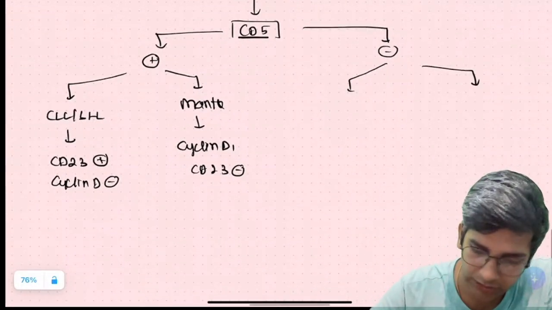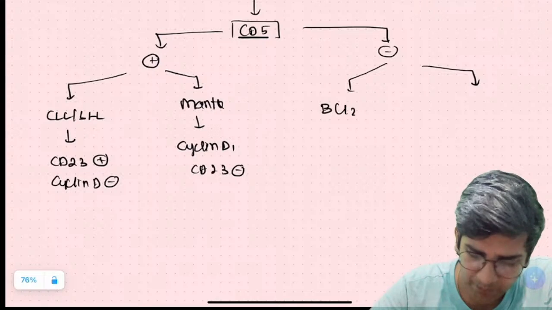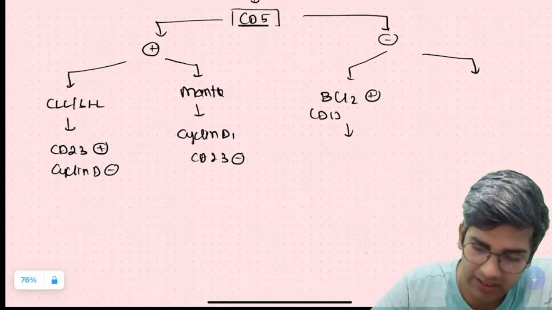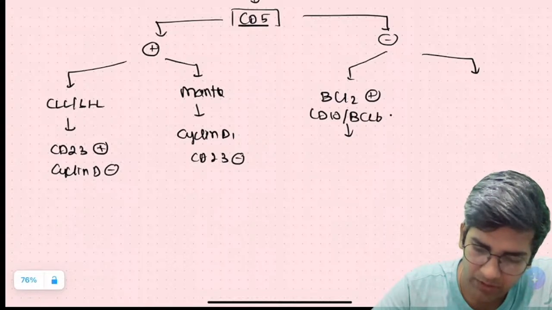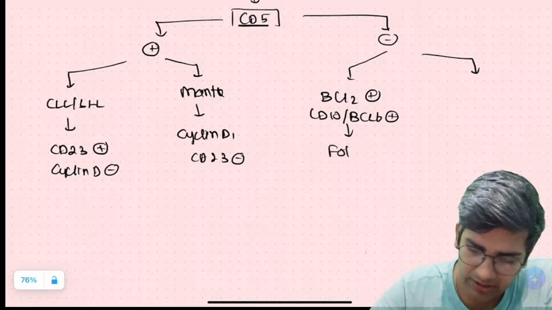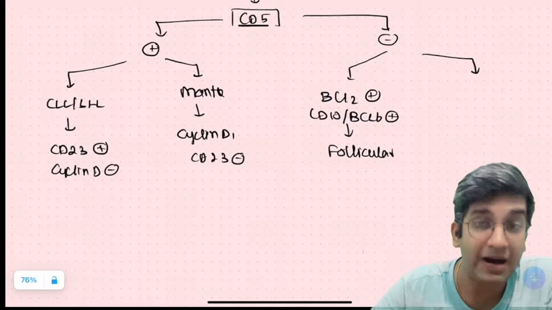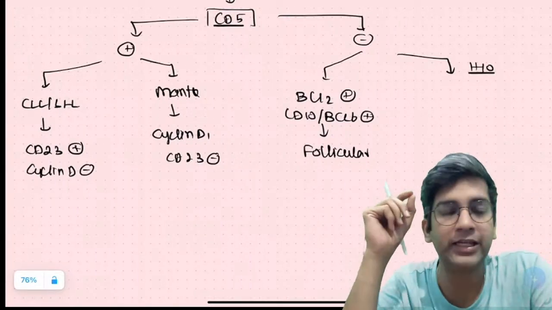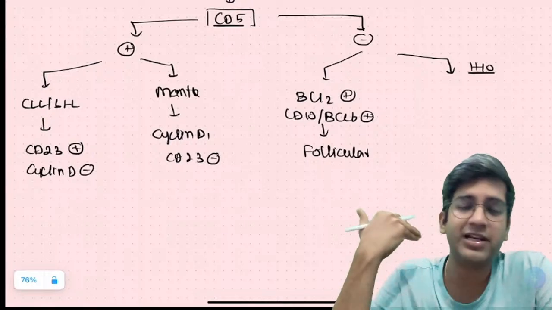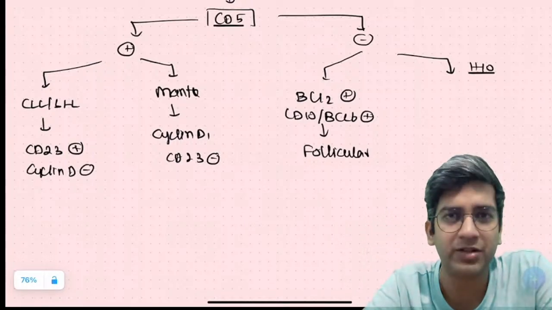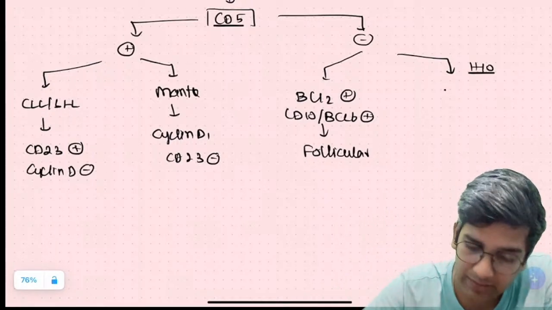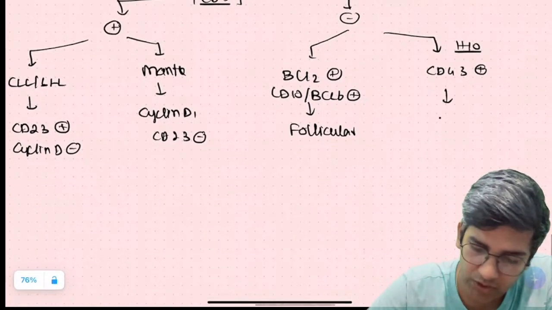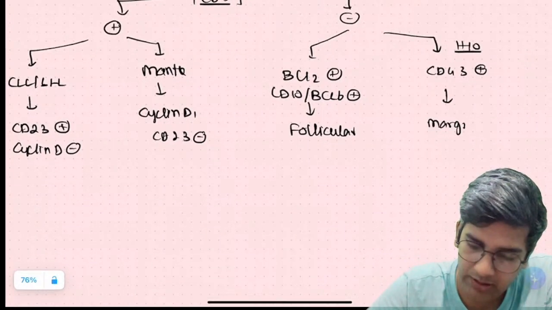I look for your BCL2, okay, BCL2 positive, and your CD10 or BCL6 positive. Think of follicular. For marginal, history is very, very important. History of a long-standing illness like a thyroid problem or a salivary gland problem, because MALTomas are not common very much, right? So those things are very important. Then if CD43 is there in your hospital, go for CD43 positivity. It goes for a marginal zone lymphoma.